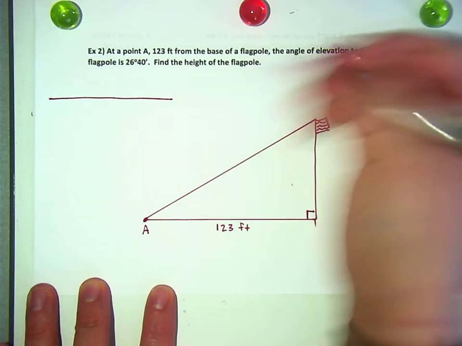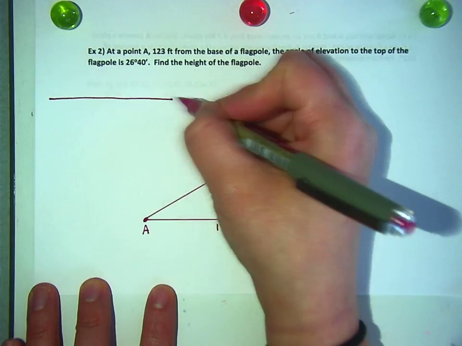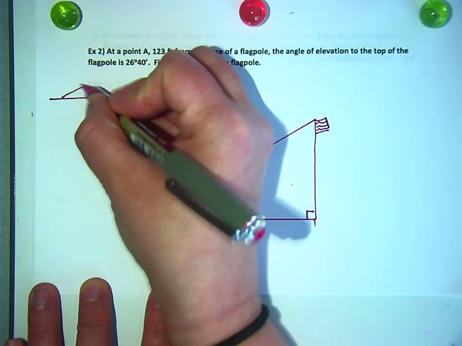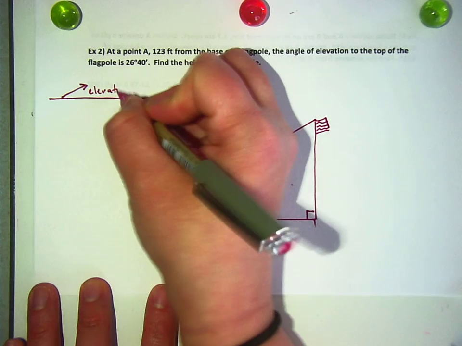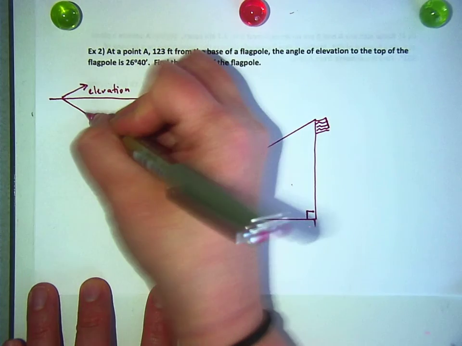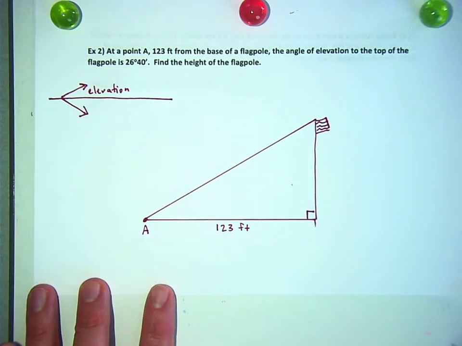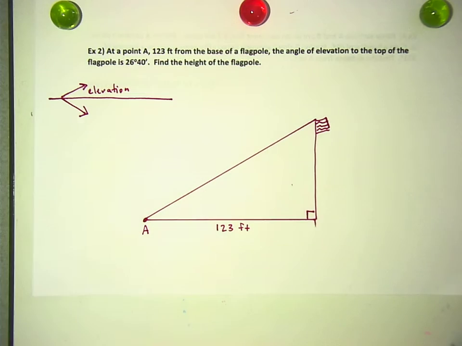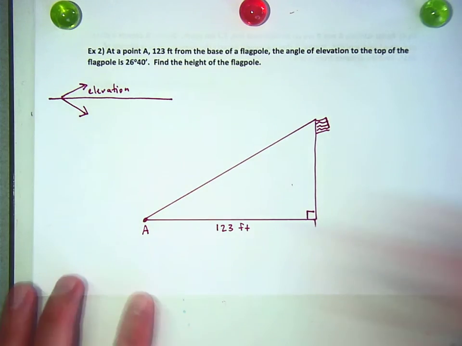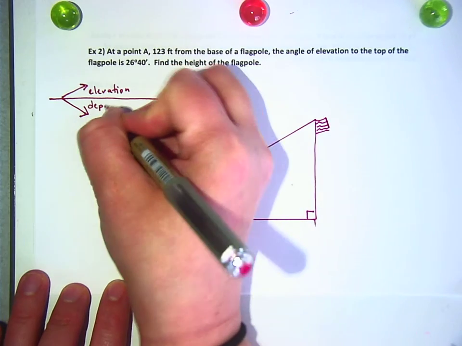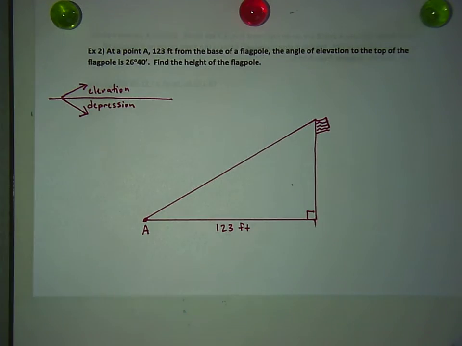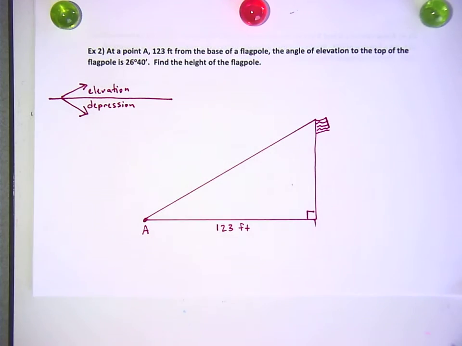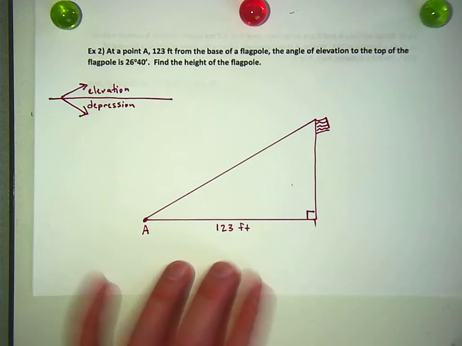about an angle of elevation, they take a flat plane like this, and if you look up, that's called the angle of elevation. And if you look down, that's called the angle of depression. So you basically look straight out, and if you have to lower your gaze, that's an angle of depression. If you have to raise your gaze, that's an angle of elevation.